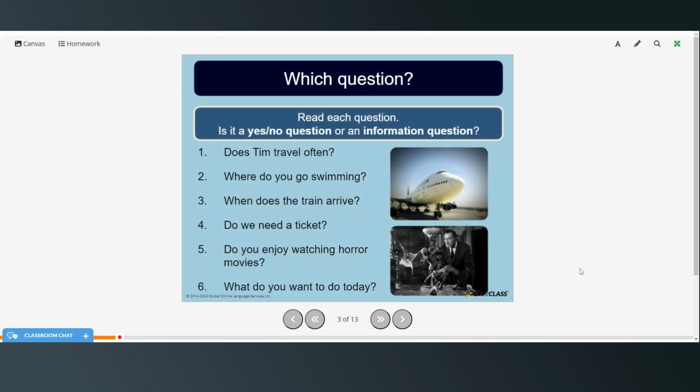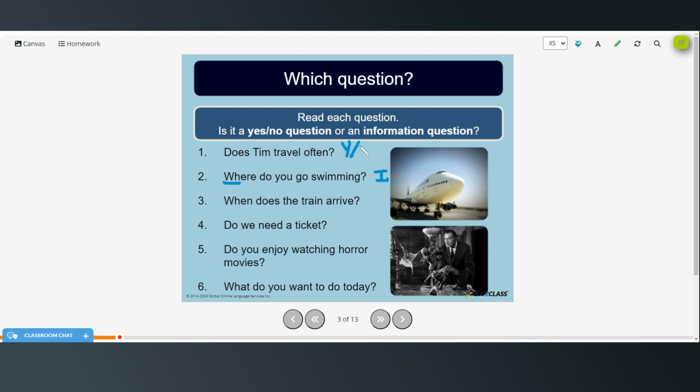All right, so we're going to read each question, and then you'll mark whether or not it's a yes or no question or an information question. So does Tim travel often? Well, that's a yes or no question because we would answer either yes, he does, or no, he doesn't. Where do you go swimming? Well, here we have a WH word at the beginning, so this one would be an information question.